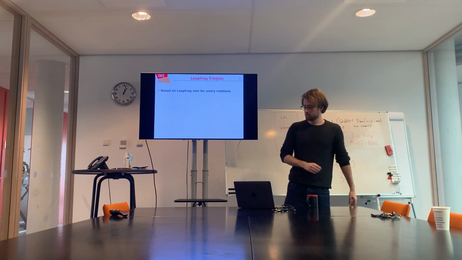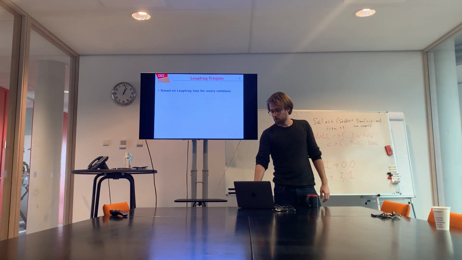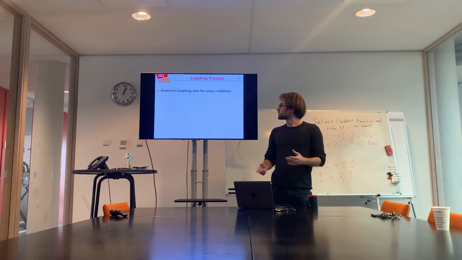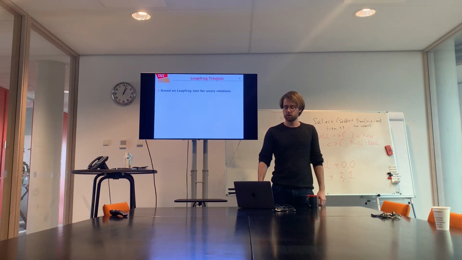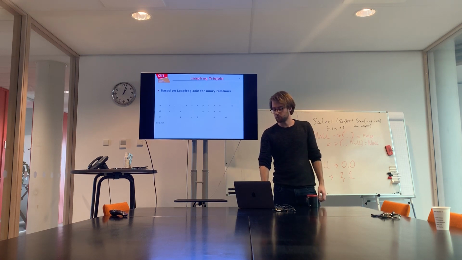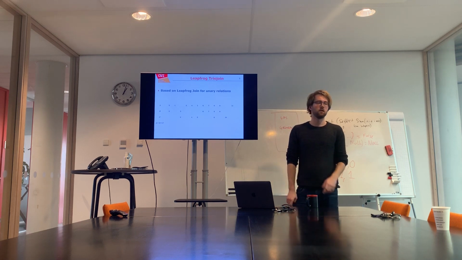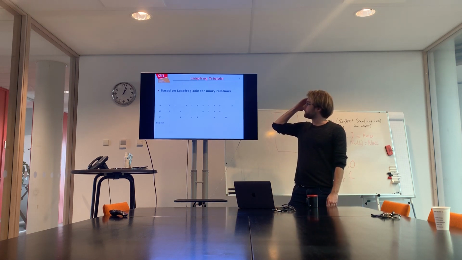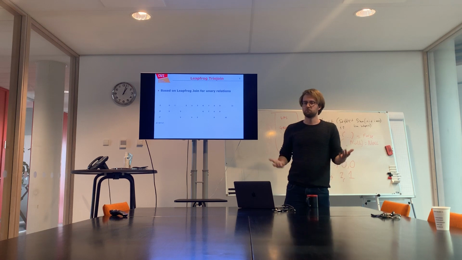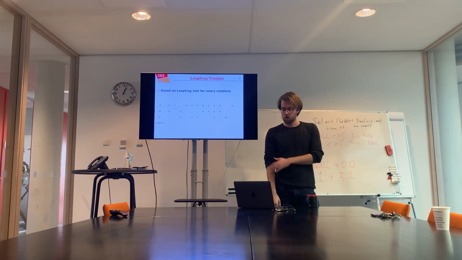Okay, so it's based on leapfrog join. Leapfrog join only works on unary relations, so if you have only one key to join on. As an example, say that we have these three relations A, B, and C, all with one variable, and we want to join these, or find the intersection, however you want to call it.